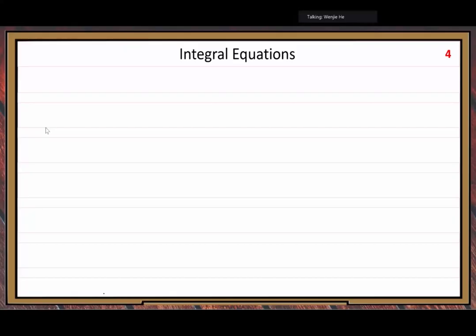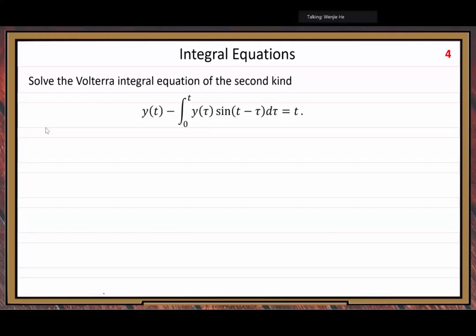Solving integral equations, you can see if you solve directly, it may not be easy. Solve the Volterra integral equation of the second kind, some special integral equation: y of t minus the integral of y of tau times sine of t minus tau equals t. And you can see this is a convolution structure, right?